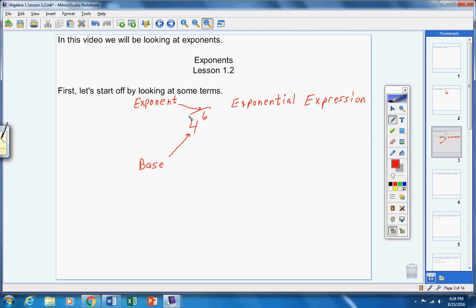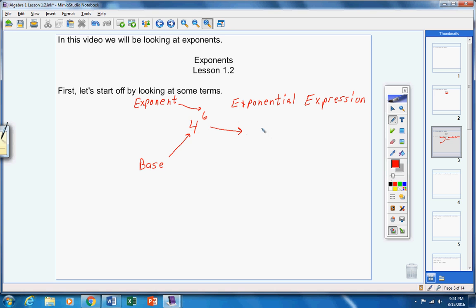This entire expression together is called an exponential expression. This number right here, the big number, is called the base, and this little number up here in the air is called the exponent. Now, copy this in your notes. I'm sure you know this by now, but please copy this in your notes.